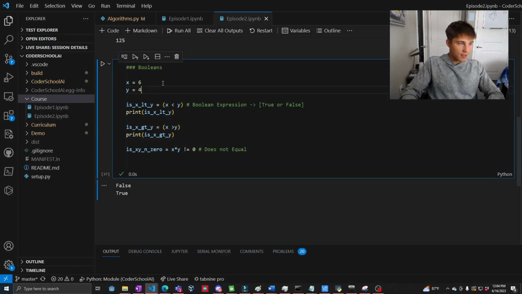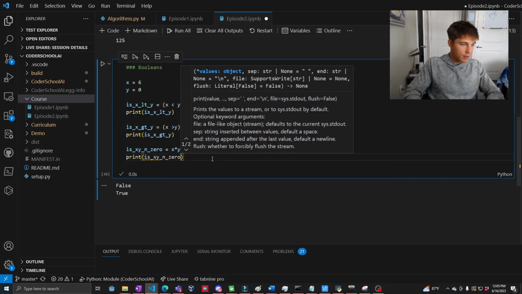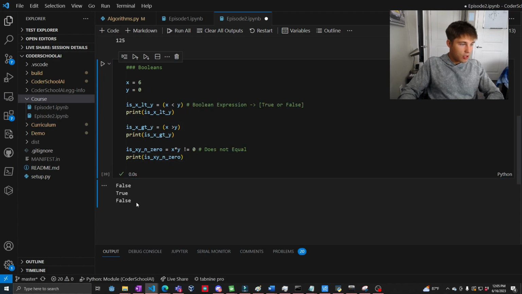So if we set this equal to 0 and then printed, let's just print this too, print is xy not equal to 0, you would see that that is false, right? Because if I take 6, multiply it by 0, that's going to become 0, and then we're checking to see if 0 doesn't equal 0, which is not true, right? 0 is obviously equal to 0.